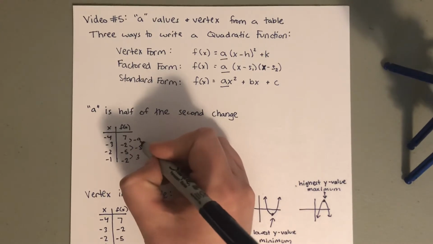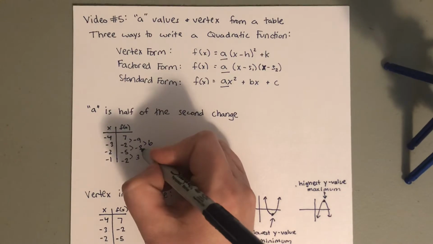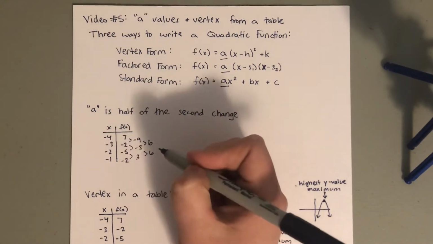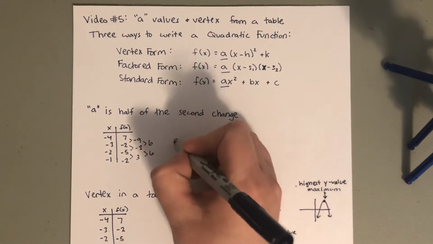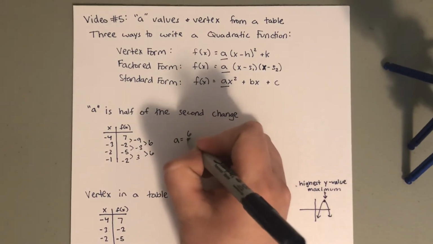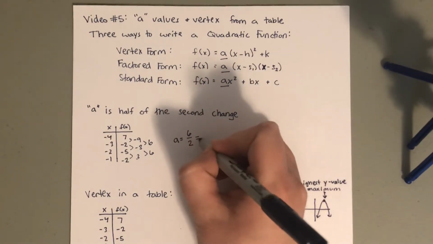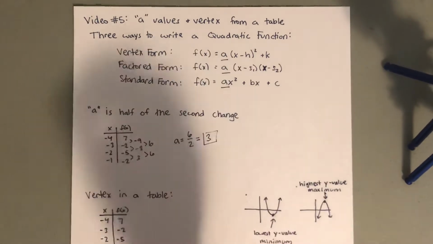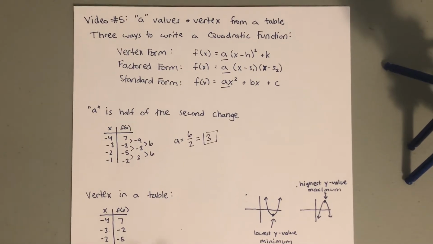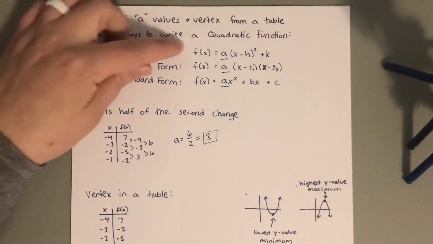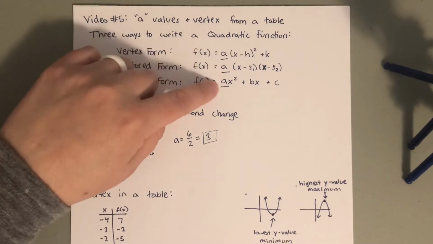So from -9 up to -3, you have to go up 6. And then from -3 to +3, it's also up 6. So because the second change is 6, we're going to take that 6 and divide it by 2, half of it. That means that the A value is 3. So no matter which way we were going to write a function to represent this, the A value would be 3.